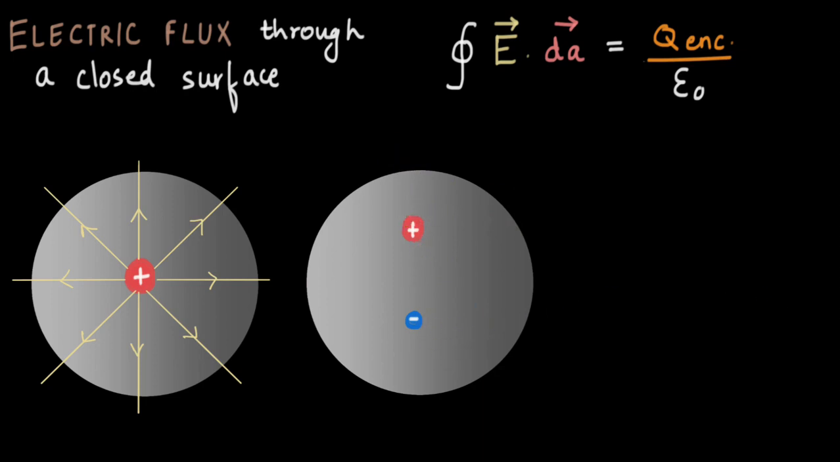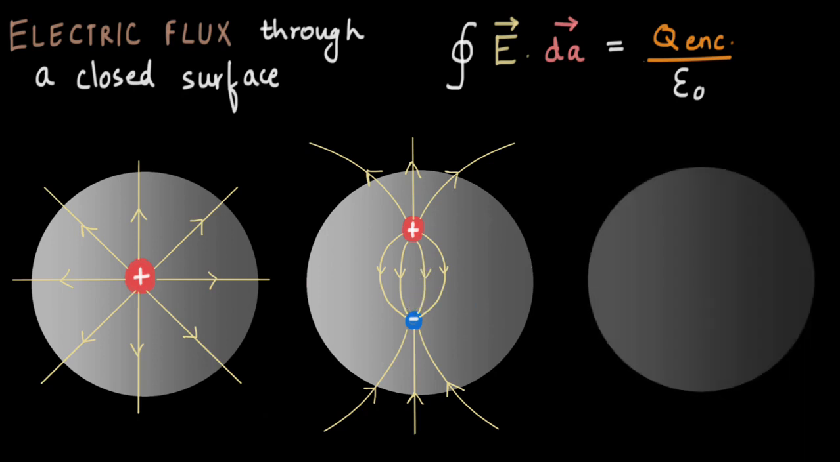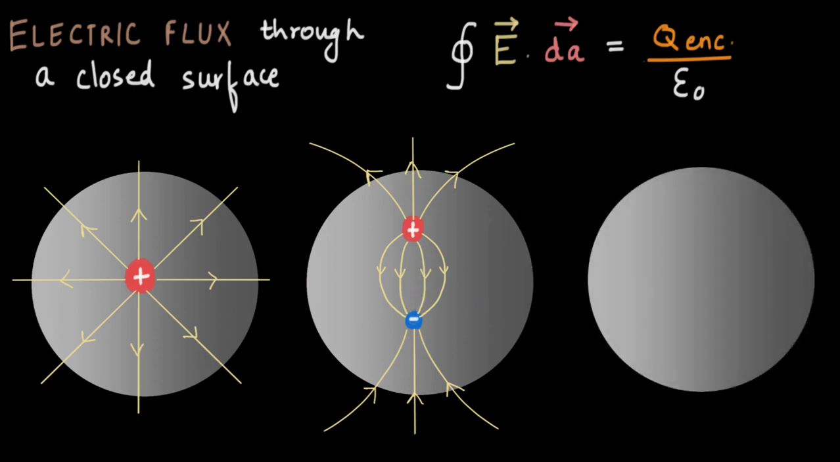Even if we look at the field lines, this is how the field lines would look. You can see that the number of field lines that are leaving the surface is equal to the number of field lines that are entering the surface from the other side. So no matter where you place your electric dipole inside the sphere, your flux will always come out to be zero. Now let's bring back our magnetic dipole into the picture.